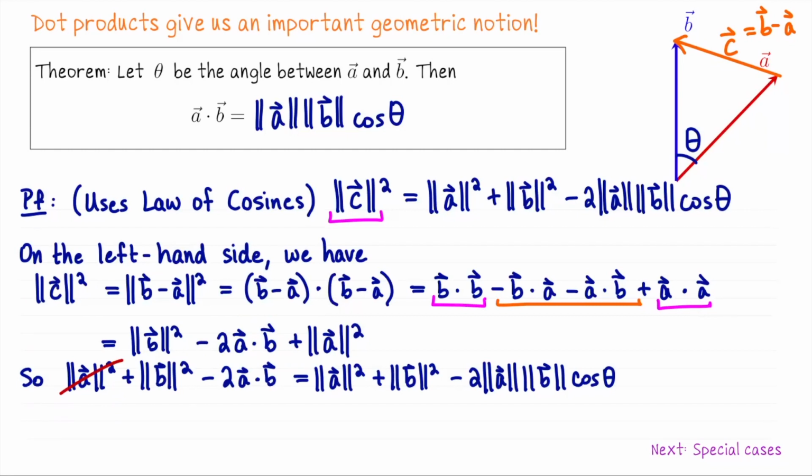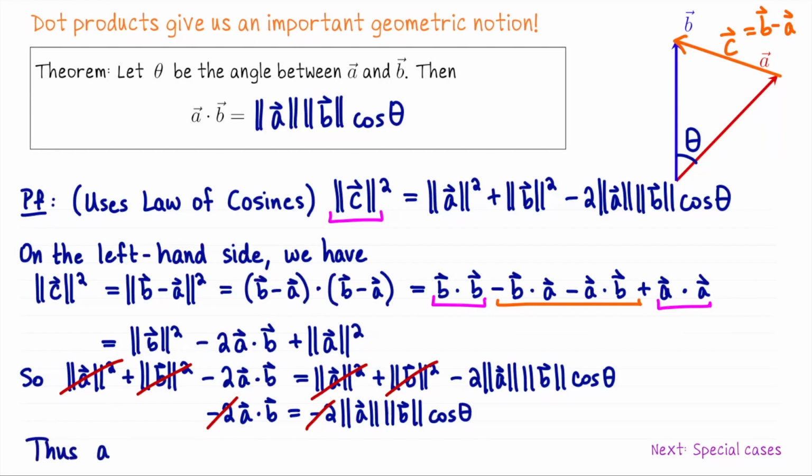Now we can cancel out the length of A squared, the length of B squared from both sides because we have them in common. So then we're left with negative 2 A dot B equals negative 2 times the length of A times the length of B times cosine of the angle between them. Now we divide both sides by negative 2, and we get the formula that we're looking for. So A dot B equals the length of A times the length of B times cosine of the angle between them.